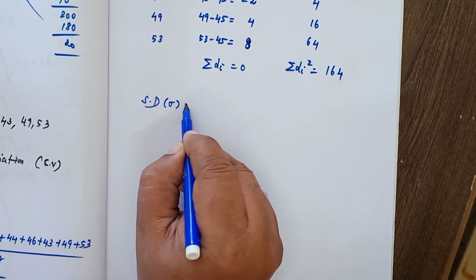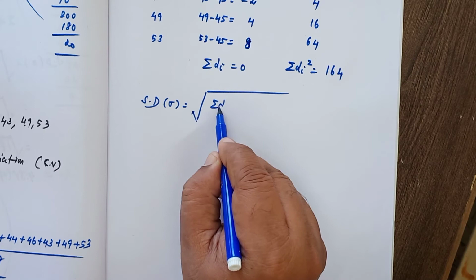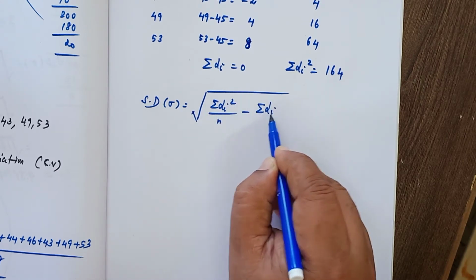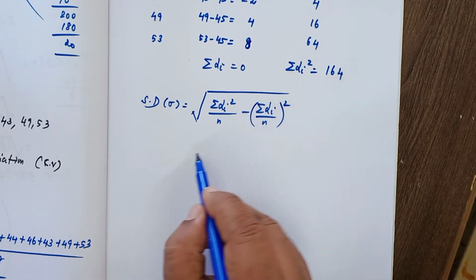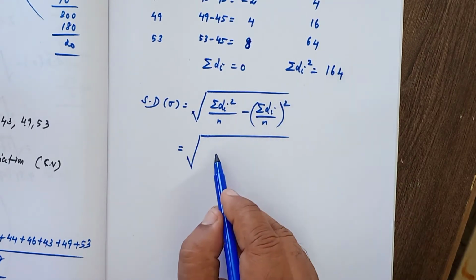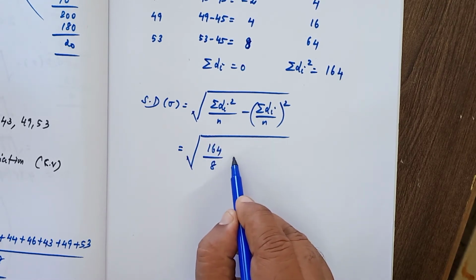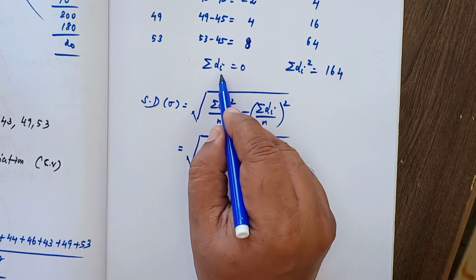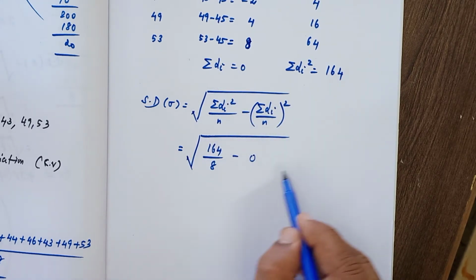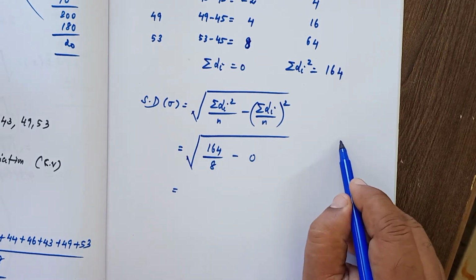That is, sigma is equal to the square root of sigma di square divided by n minus sigma di by n, the whole square, equals the square root of: sigma di square value is 164, n is equal to 8 observations given, minus sigma di value is 0. 0 by anything is 0, 0 square is 0. Okay, that is equal to, we can divide now, 164 divided by 8.